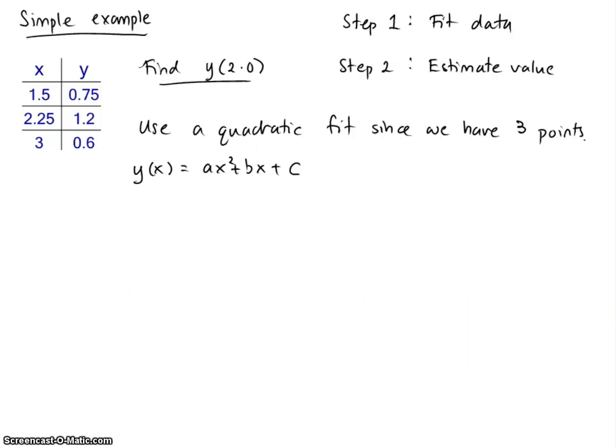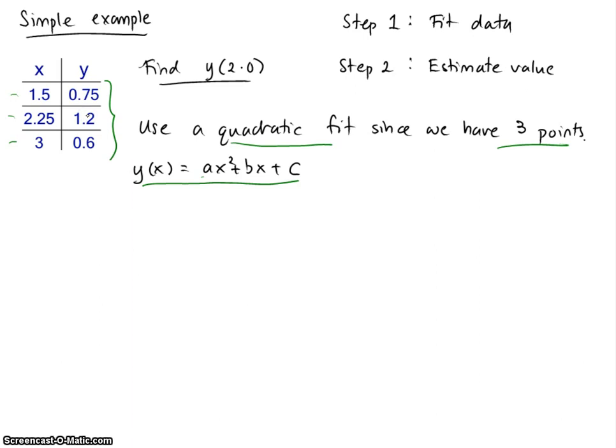Alright, so I'll just give you a simple example of what I mean by the two steps of interpolation. Let's say you have 3 data points here. You have 3 values of x and 3 corresponding values of y. And what you're interested in is using a quadratic function to fit these 3 points. We know that the quadratic equation is given by y(x) = ax squared plus bx plus c. This is straightforward.